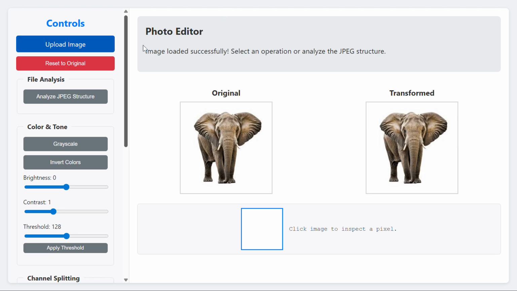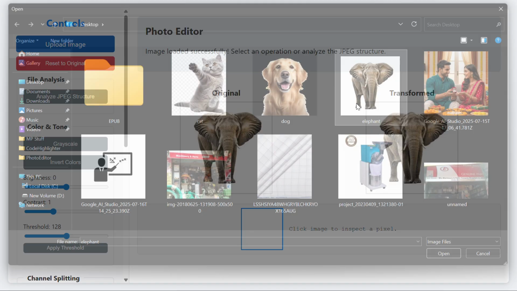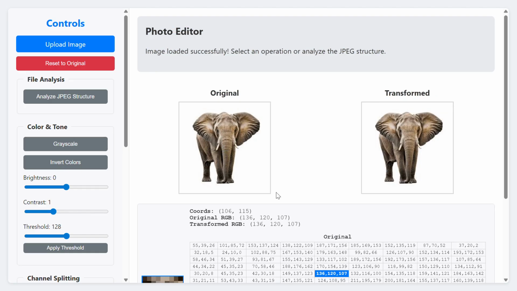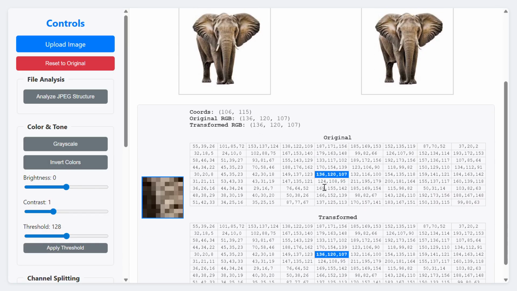This is a photo editor. I've uploaded an image here. Now we'll start clicking here. So this matrix here gives us the values of RGB for each coordinate and the neighbors.